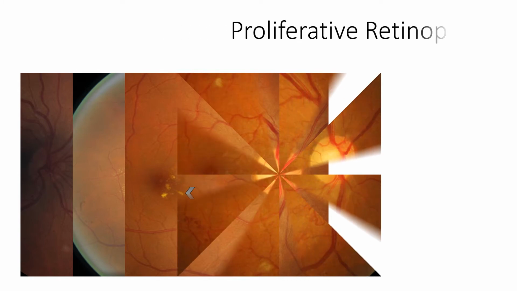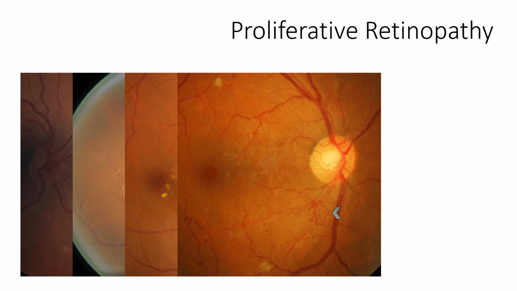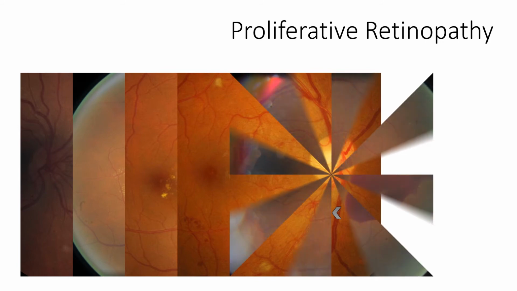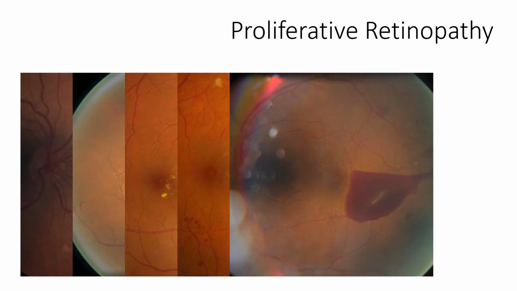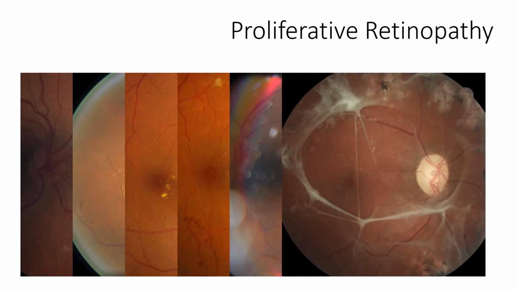The last three slides show different stages of proliferative retinopathy. The first image shows newly formed vessels referred to as neovascularization. The next shows a vitreous hemorrhage resulting from a neovascular rupture, and the last image shows retinal vitreous adhesions.